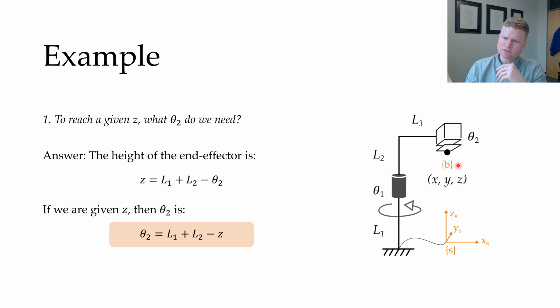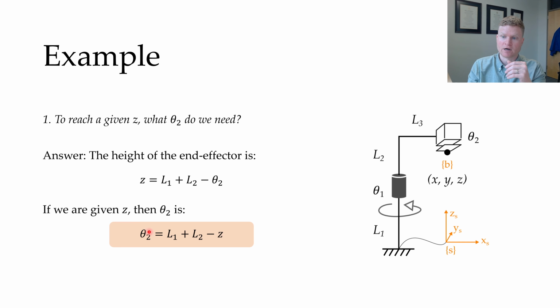And what I can do here is I can just add up my different link lengths. I know that the default height is going to be L1 plus L2. And then if I start actuating this, it's going to move down theta 2 units. So the height z is going to be L1 plus L2 minus theta 2. I just take that equation and then solve it for theta 2. And that's going to give me my inverse kinematics for this specific joint. So theta 2 is going to be equal to L1 plus L2 minus z. So now if I give you a value of z, you can tell me what value of theta 2 you need in order to reach that value of z.